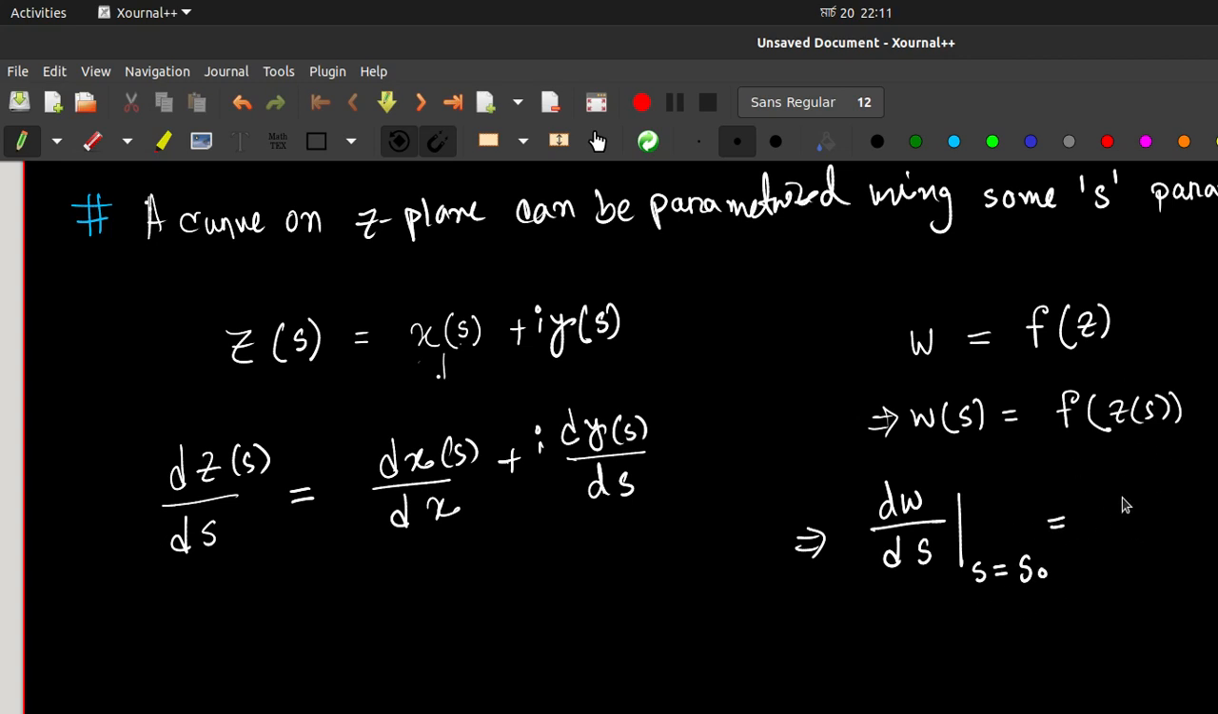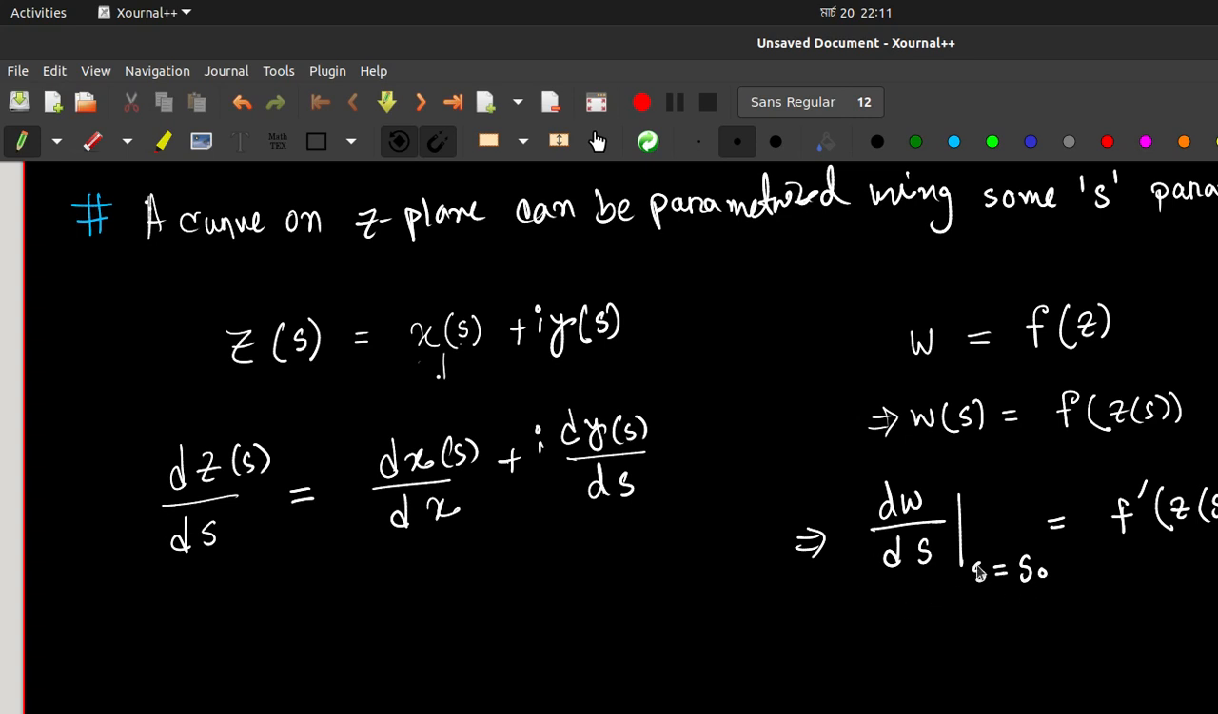Now we can use the chain rule, and this will be nothing but f prime of z of s0, or you can keep the s there intact, that's your wish, times dz by ds. This also means that you are evaluating the derivative at s equals s0, and let's call z of s0 as z0. That means this is just x0 plus iy0.